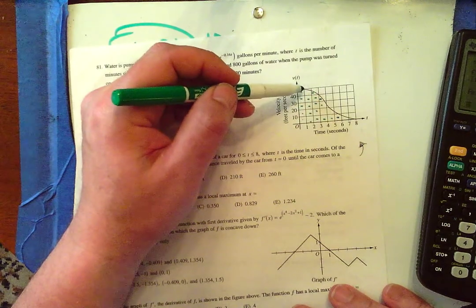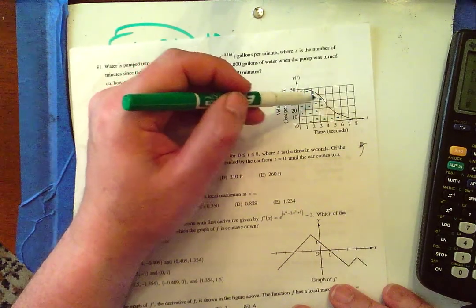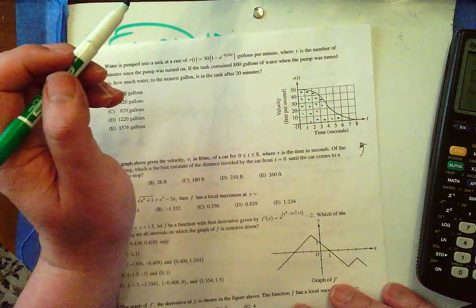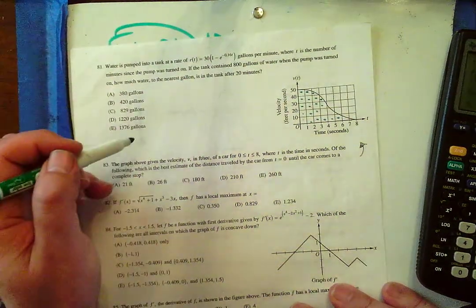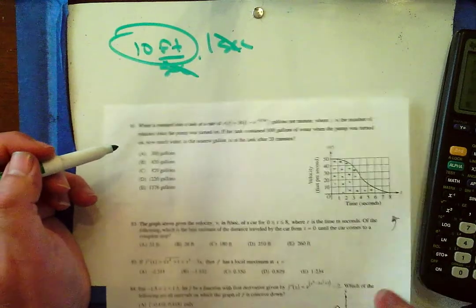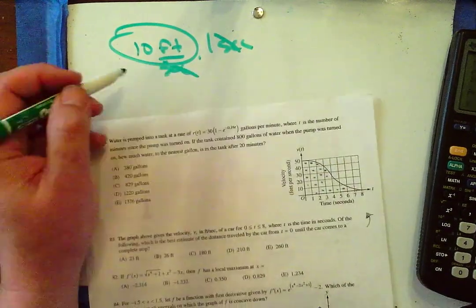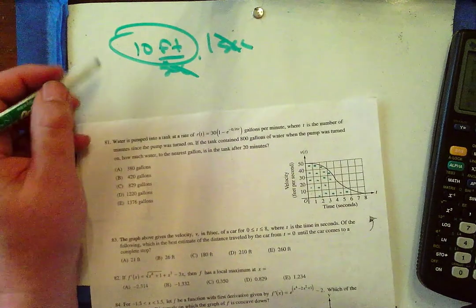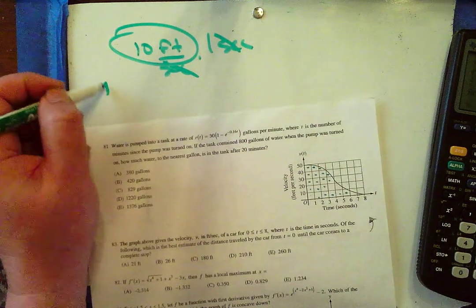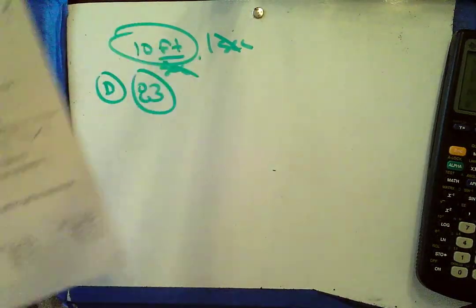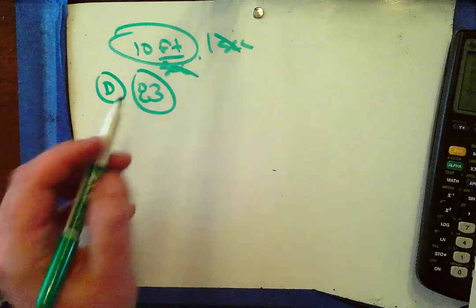And I'm going to say 21, 22. And each of them was 10, so that would be 210, 220. I'm going with choice D for number 83. D for 83. Okay. 82 comes next.